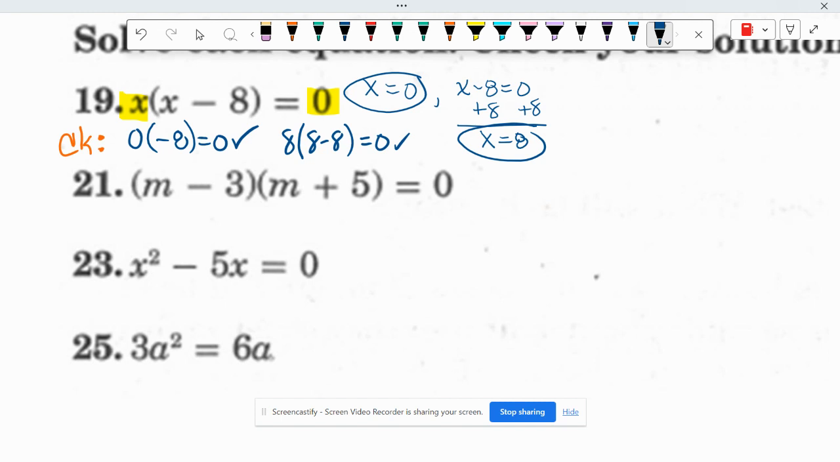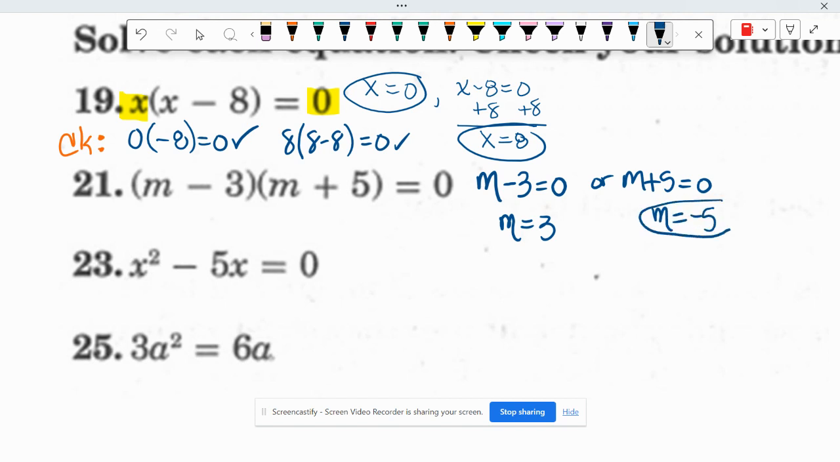So let's look at number 21. Either m minus 3 equals 0. That's my first term. Or m plus 5 equals 0. Do I have to keep doing that? What do we know? If m minus 3 equals 0, what is m? It's positive 3. If m plus 5 equals 0, what is m? Negative 5. Are you guys okay with that?